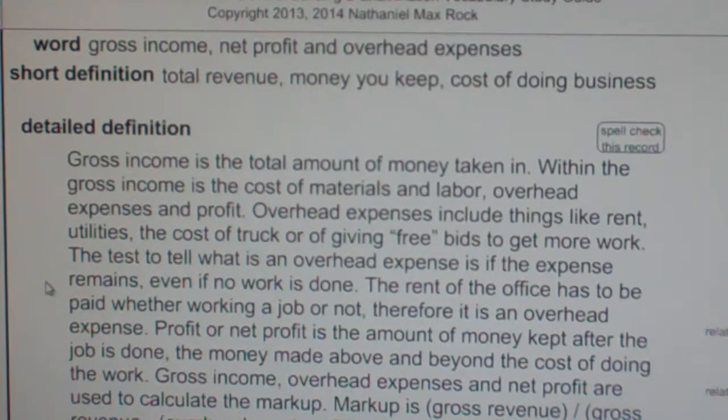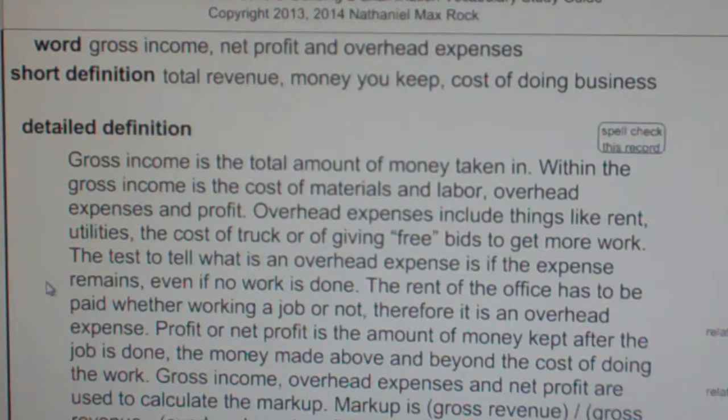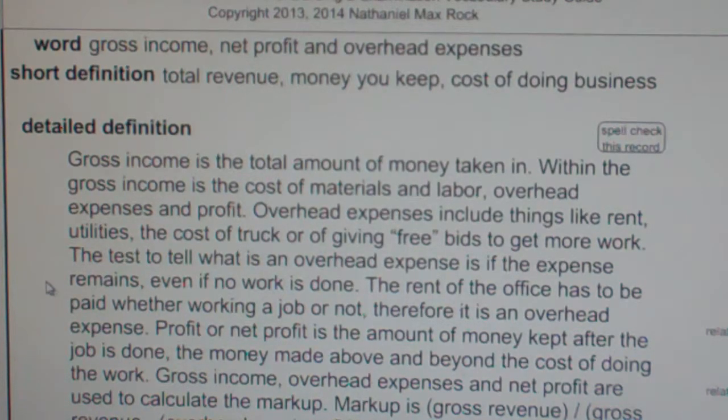Overhead expenses include things like rent, utilities, the cost of a truck, or giving free, quote-unquote, bids to get more work. The test to tell what is an overhead expense is if the expense remains even if no work is done. The rent of the office has to be paid whether working a job or not. Therefore, it is an overhead expense.